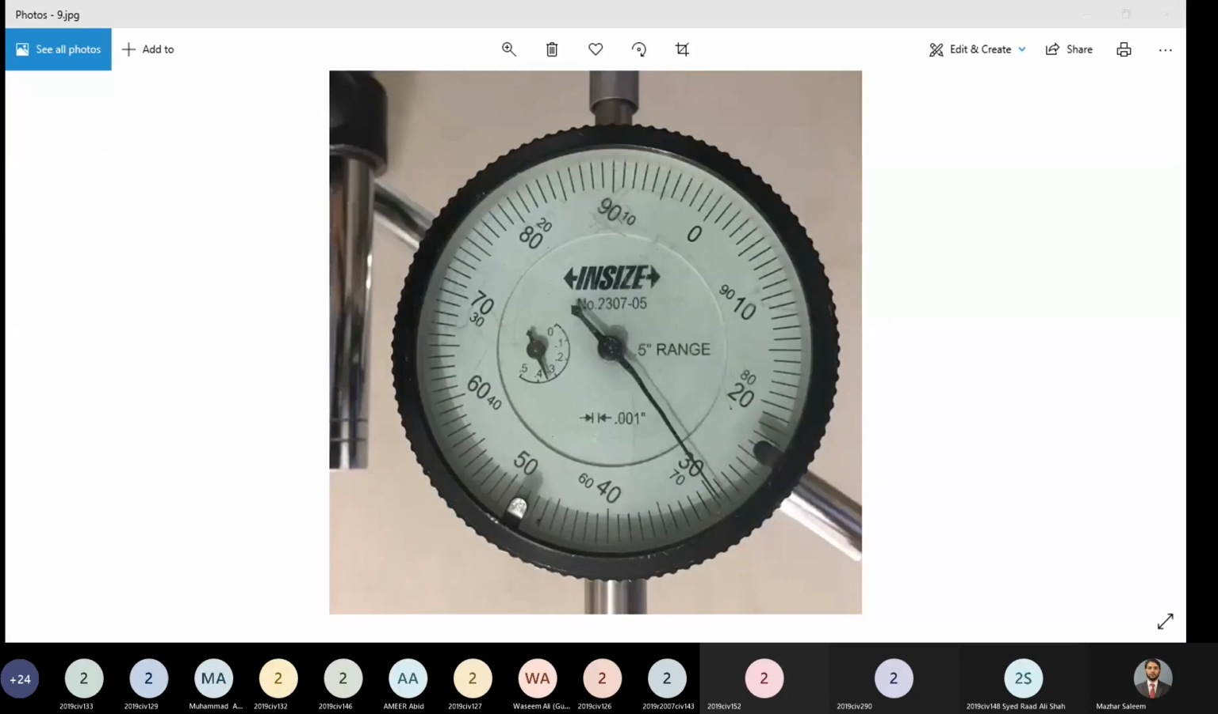Even in that case, we will have to adjust it accordingly, and the large scale will be rotating in counterclockwise direction. So let's say the initial reading in that case you set at 0.5, and when the needle is moving in counterclockwise direction and it comes to 0.4, you will read it as 0.1 inch. Although the scale will show you that this is 0.4, you will read that as 0.1.